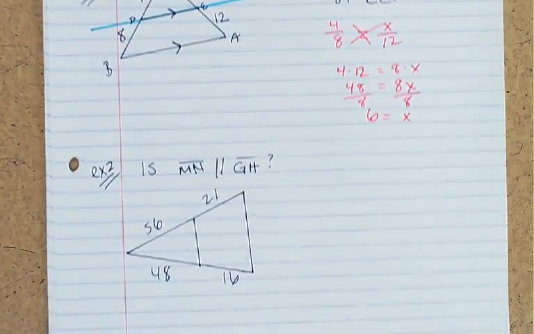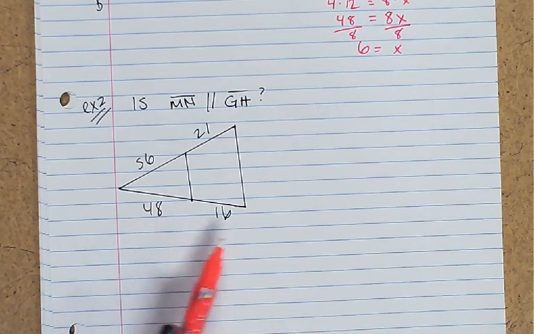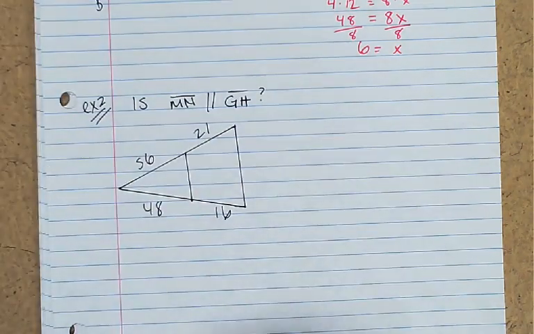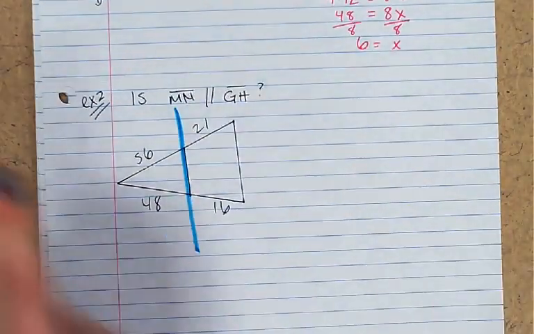So this length of EC here has to be 6 for those two lines to be parallel to each other. The second example here, it says, is segment MN parallel to segment GH? So we don't know whether or not these are parallel or not. We have to figure that out. So if they are parallel, the length should be proportional. So again, I'm going to imagine this as a big fraction bar.